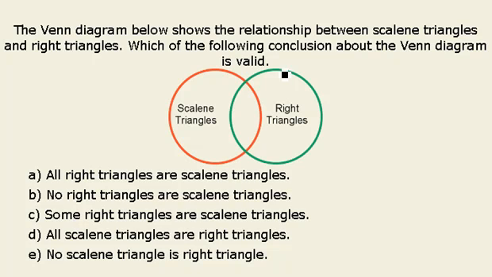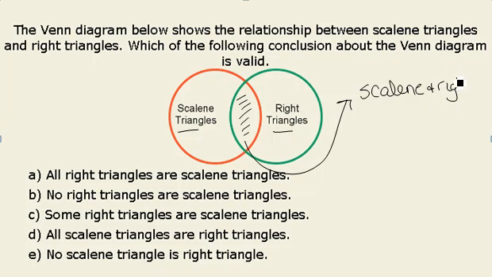Therefore, what we would have to know is, what does our Venn diagram tell us? We have scalene triangles and right triangles and an intersection. Therefore, in this intersection are those triangles that are both scalene and right.